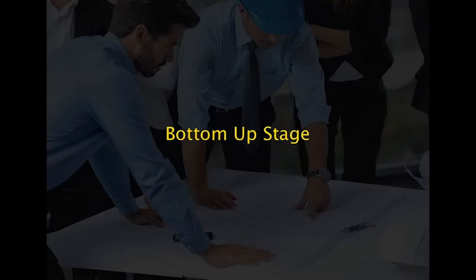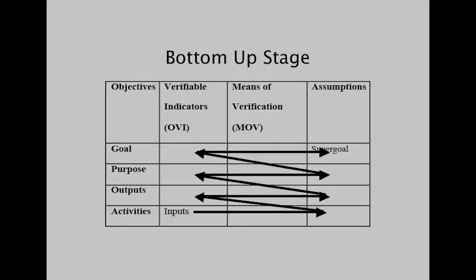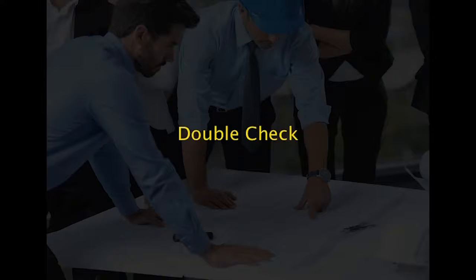The third stage is the bottom up stage. You can see in the picture how the arrows are being indicated to show the bottom up approach. In this, the assumptions are handled. Reflecting up from the bottom of your log frame, consider how, if each assumption holds, it will be possible to move to the next stage of the project.